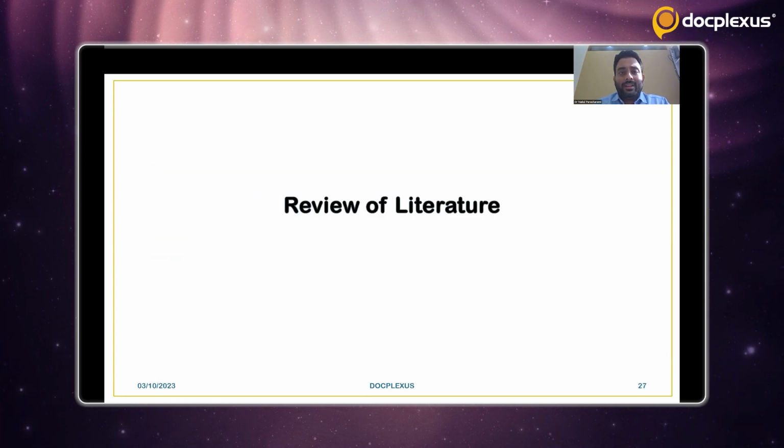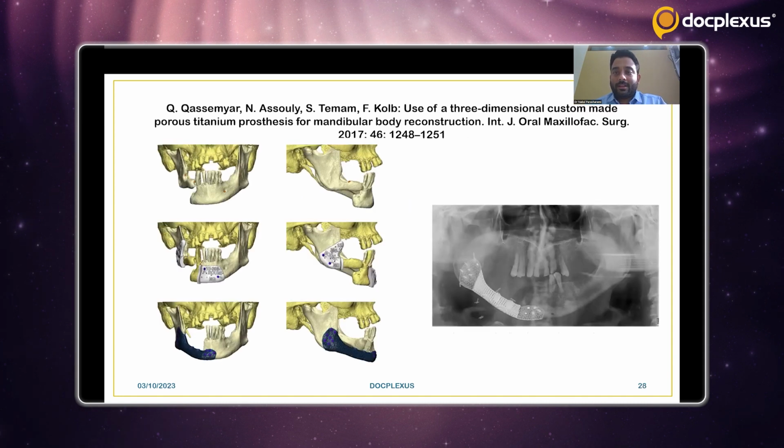Let us briefly go through the review of literature. This case report shows two cases of 3D printed prosthesis, one in ameloblastoma and another in oral squamous cell carcinoma. The 3D printed prosthesis was chosen as the patient could not undergo a free fibula surgery.